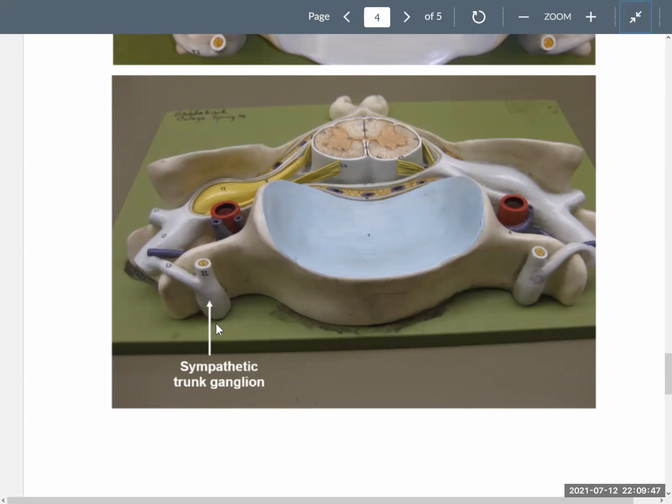The sympathetic trunk ganglion, just like its name implies, has to do with the autonomic nervous system, the sympathetic portion. I know you've heard autonomic nervous system. It's a black box probably to you right now. We'll take care of that.